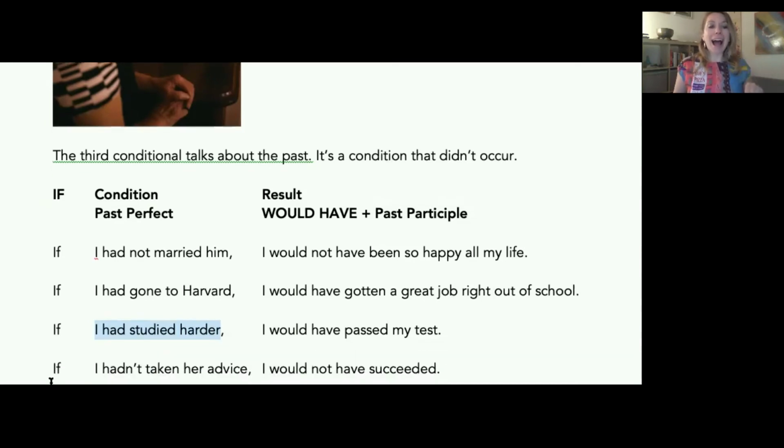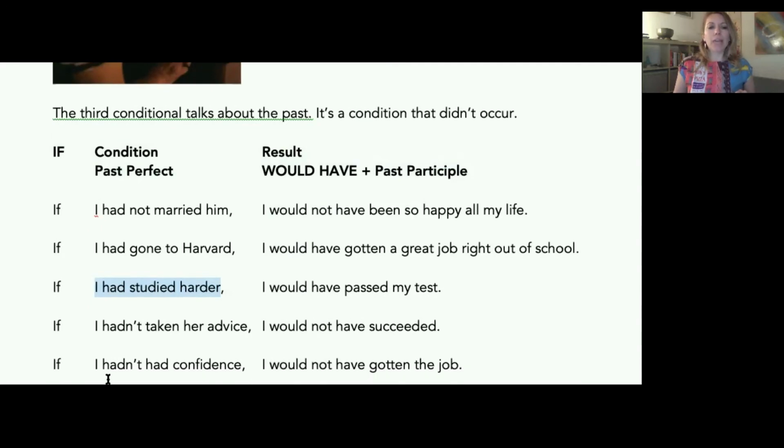If I hadn't taken her advice, I would not have succeeded. If I hadn't had confidence, I would not have gotten the job. Okay, I just want to pause right there. If I hadn't had confidence, I would not have gotten the job.